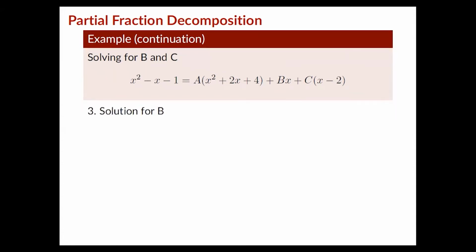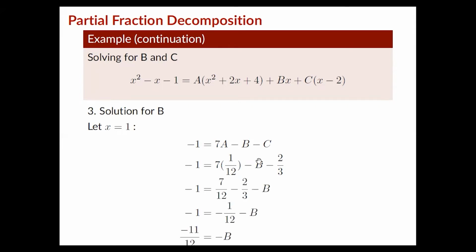Now, kaya natin isolve ang value ni b. Letting x equal to 1 gives us this equation, negative 1 equals 7a minus b minus c. And from our first two solutions, nakita na natin kung ano ang values ni a at c. So that meron na tayong ganitong equation na substituted na ang values ni a at c. Simplifying further gives us b equal to 11/12.